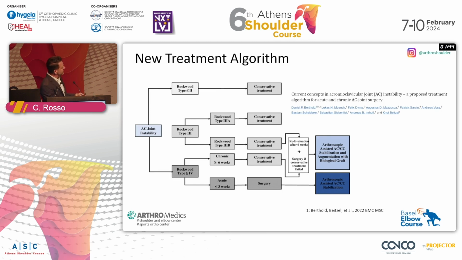Then the Rockwood 4 and more, in chronic cases, conservative treatment. If it's already chronic, then if they fail, you can still do the CC stabilization and also address the AC joint, but Frank will go into this, and the acute ones into surgery.